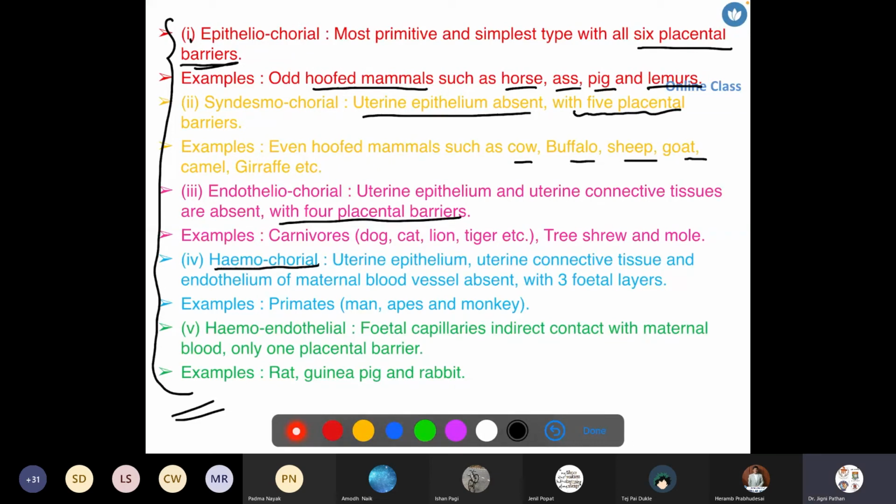Hemochorial is where the uterine epithelium, uterine connective tissue, and endothelium of the blood vessel are also absent. Everything from the mother's side is absent, so with the three fetal barriers, examples are man, apes, monkey. So human beings show hemochorial placenta. Hemoendothelial is where fetal capillaries are in direct contact with the maternal blood. Only one barrier, the blood vessel of the baby. Everything else is lost, bathed in the maternal blood. This type is seen in rat, guinea pig, and rabbit.